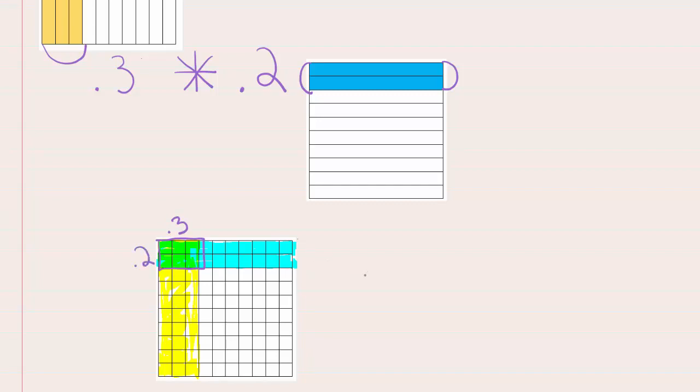So now you can see that where these two overlap, we have a box that is 0.3 wide and 0.2 tall. So if we were to do this multiplication, 0.2 times 0.3, we end up getting 1, 2, 3, 4, 5, 6 little squares. And each one of these squares, remember, is 1/100th of the whole box. So we're going to put a 0 in the tenths place and a 6 in the hundredths place. So now we can see that when we multiply 2/10 times 3/10, we get 6/100ths.